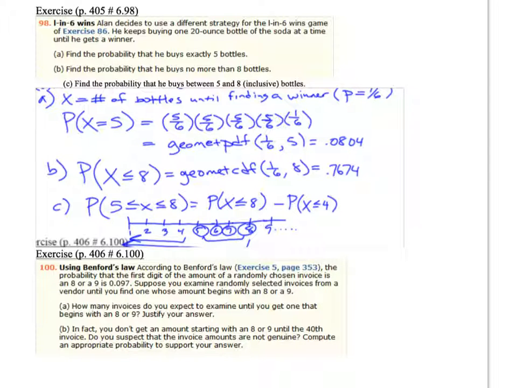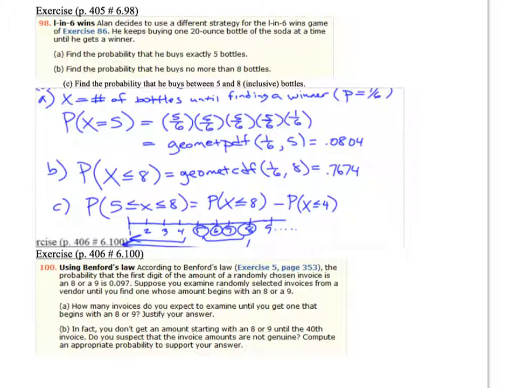Part B, what's the chance he buys no more than 8 bottles? Well, for that inequality, no more than 8 means X is less than or equal to 8. No need to manipulate that because that's exactly what the CDF command will give us. Geometric CDF, typing in 1/6 for P and 8 for X, gives us a 76.74% chance.